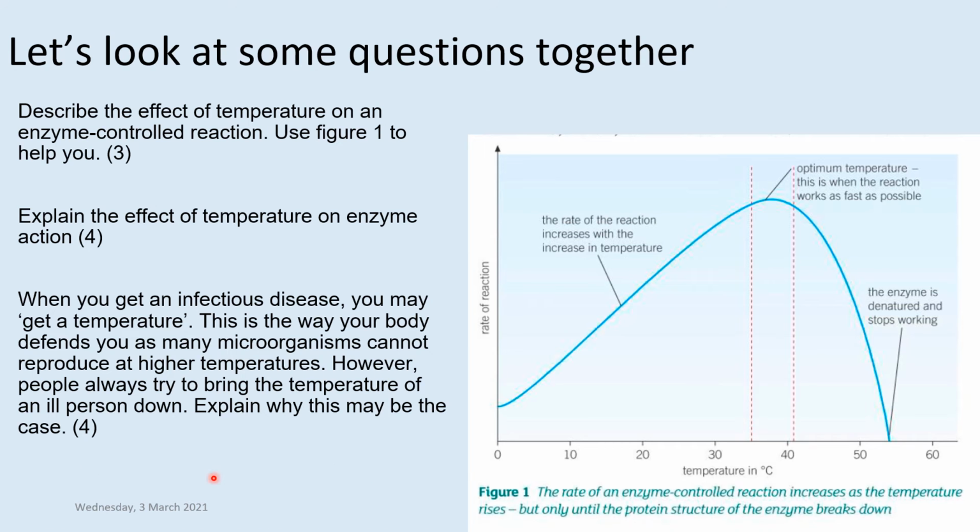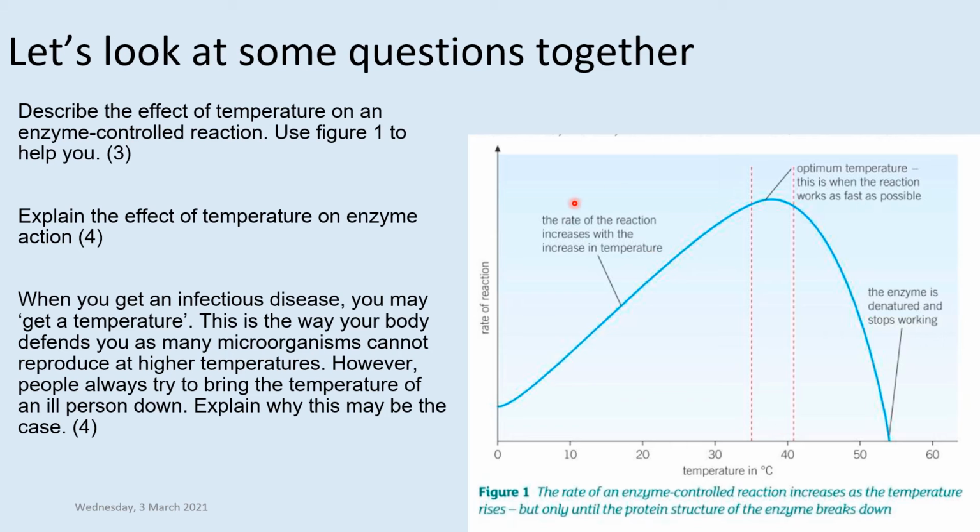Okay, so what we'll do now is look at some questions together. So we've got 3 questions here. First one is 3 marks, second and third are 4 marks. This one you might recognise because I talked about it a little bit earlier about having a high temperature when you're ill. So the first one is describe the effect of temperature on an enzyme-controlled reaction.